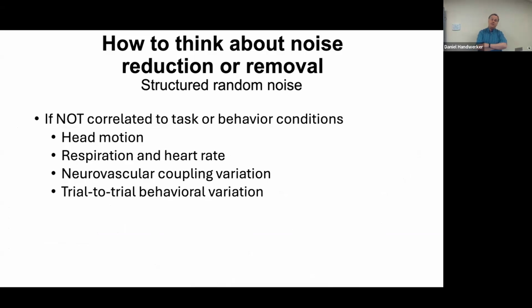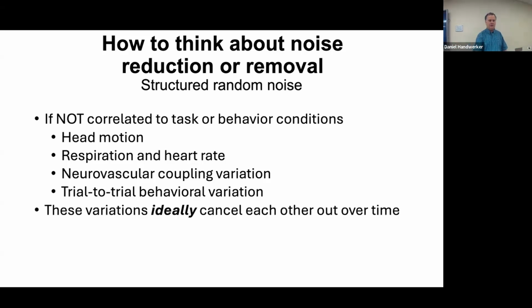Just to give you an example, things that could fit in this category of unstructured random noise are head motion, respiration and heart rate, variation in neurovascular coupling, and trial-to-trial behavioral variability. But this all depends on what your task is and what your goal is. So in some cases, every subject moves their head. Some move more, some move less, but you have one study, one population, it all averages out together and it's no problem. But that's not always the case.